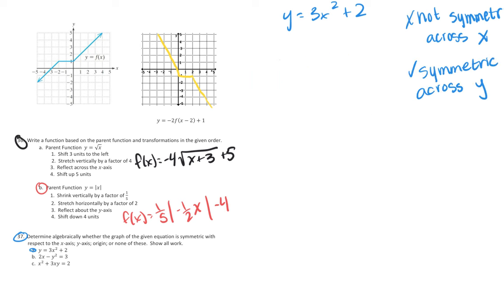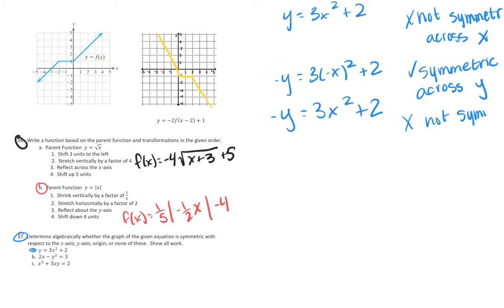To see if it is symmetric across the origin, we do both. So we plug in a negative x and a negative y, and we see if it looks similar. So we say negative y equals 3x squared plus 2. We know that a negative x squared is the same as an x squared, but we still get negative y equals 3x squared plus 2, and that is not equivalent to our original function, so it is not symmetric across the origin.